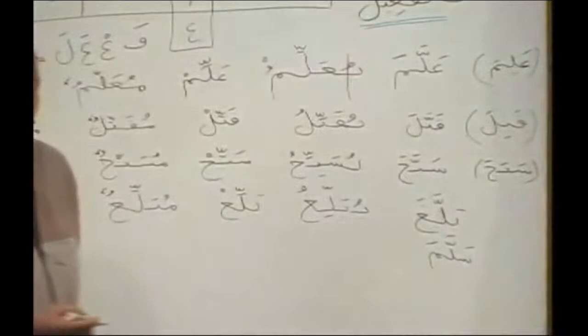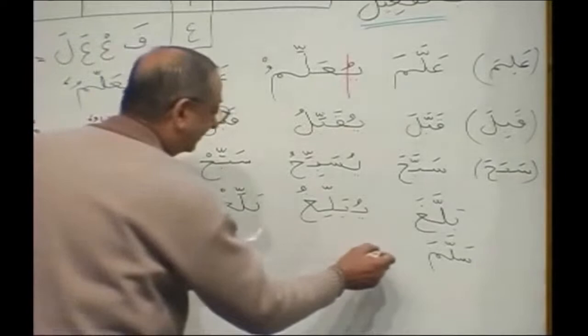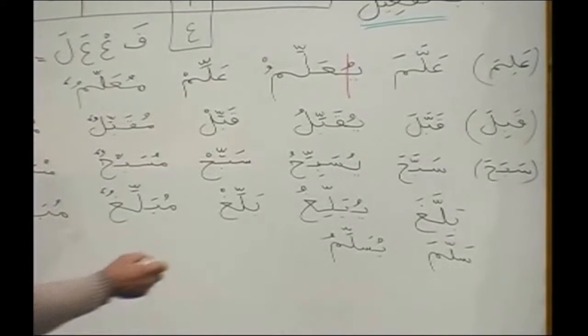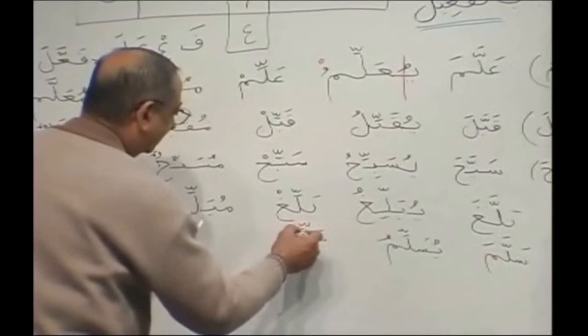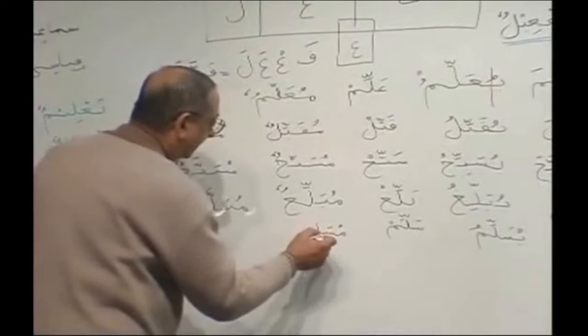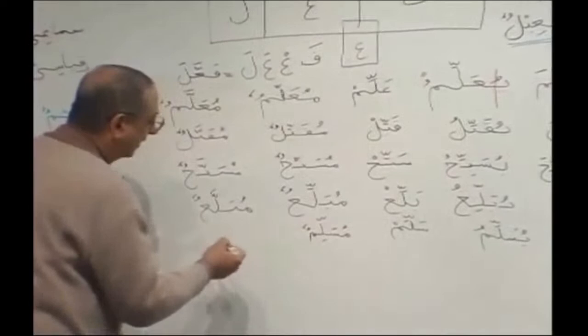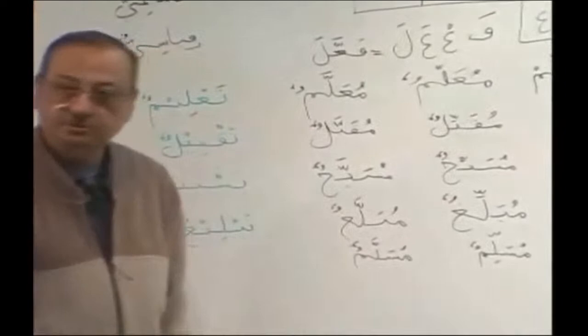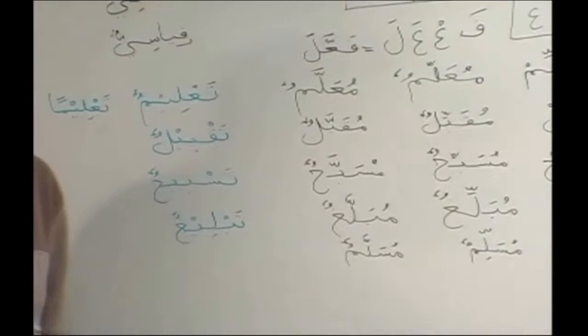Sallama. Yusallimu. Yusallimu. And then sallim. Sallim. Then, brother, musallimun. Musallimun. And then it can be musallamun. Maybe it is not used, brother. As I said, some of them may not be used, brother. But we can form them according to the method. And then what will come here, brother?